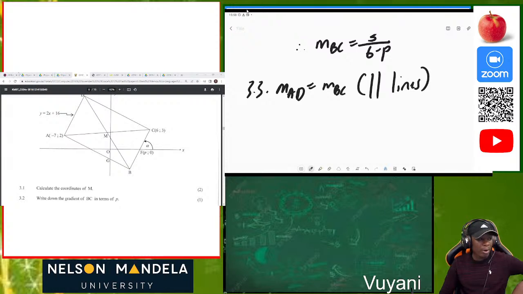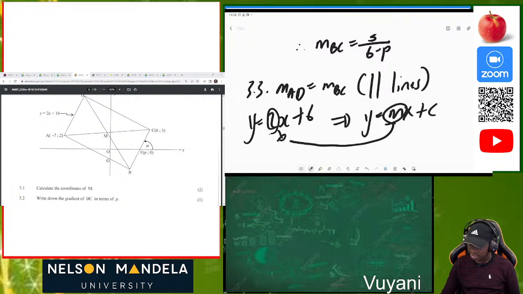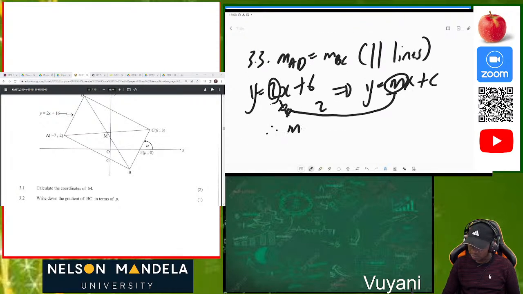And what do we know about the gradient of AD? On AD, we were given an equation, which is y is equal to 2x plus 6. This 2 is representing the gradient, because the equation of a line is y is equal to mx plus c. So what is m? m is our gradient. So the gradient in this case is going to be equal to 2. Therefore, we now know that the gradient of AD is equal to the gradient of BC is equal to 2.